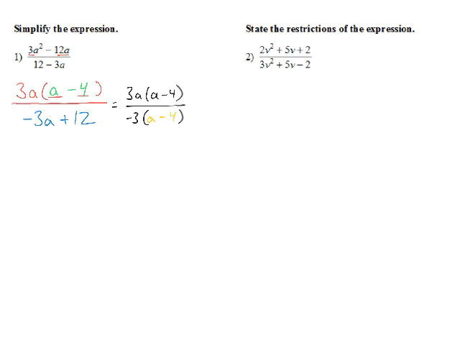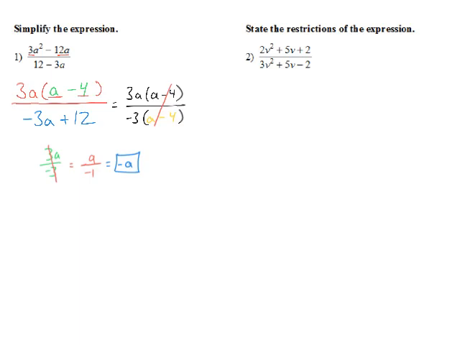And what you now notice is this disappears, because anything over itself is 1, and that would leave us with 3a over negative 3. But that's not fully done, because can't these 3's disappear, creating a negative 1? So my answer is negative 1 left, or let's just say this. It'd be a over negative 1, maybe the best way to look at that, which is negative a, or negative 1a, would be your final simplified expression.